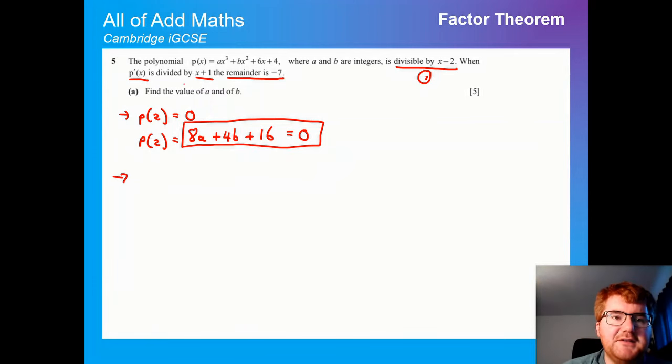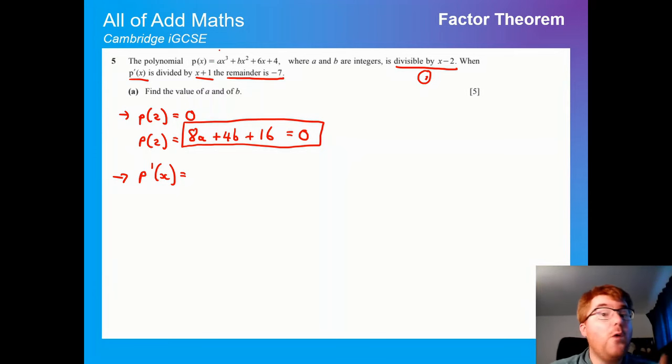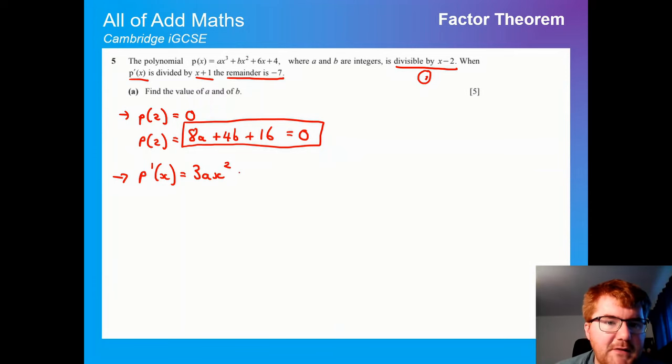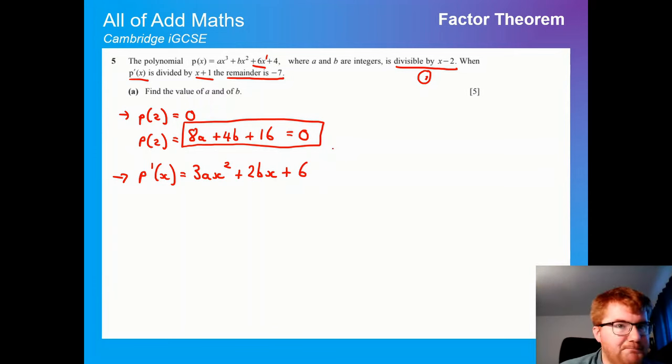And now we're going to look at the second part of the question, which is when the derivative is divided by x plus 1, the remainder is minus 7. So let's do this in stages. First of all, I'm going to work out the derivative, differentiate this polynomial. Now remember the rules of differentiation. I will do this in more detail in a different part of this video. We bring the 3 to the front, so we get 3a, and then we reduce the index by 1, so we get x squared. And we do the same process here, so we bring the 2 to the front, so we get plus 2b, and then we reduce the index by 1, well that's just going to be x. Remember, x to the power of 1 is the same as x. If we're ever differentiating with the power of 1, we just take the coefficient in front, so we get plus 6. Again, I'll go through that in more detail in other questions in different parts of the video.